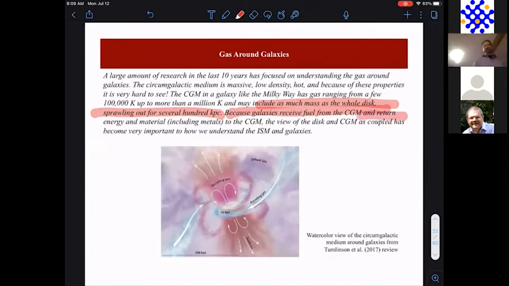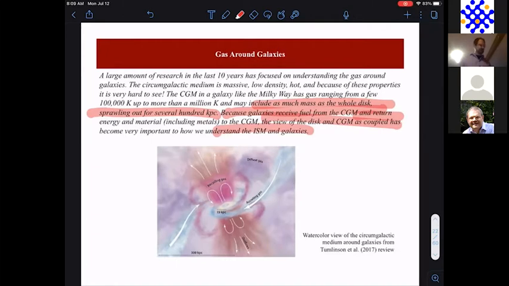And because galaxies visibly return material, including metals, but also just gas, from the disk out to the circumgalactic medium, our view of essentially the disk and the circumgalactic medium as a coupled system has become very important to how we understand the ISM and galaxies. And this has been especially true over the last 10 years.